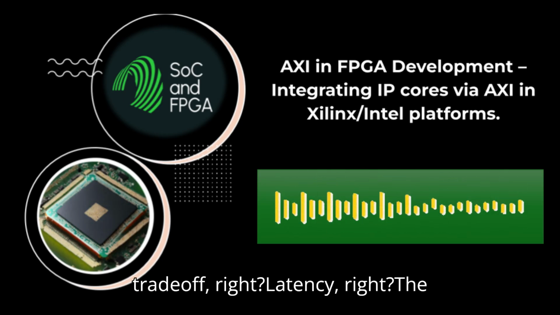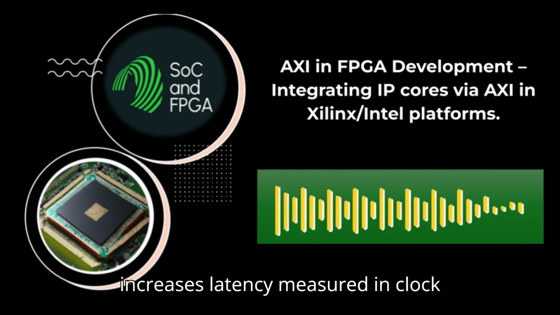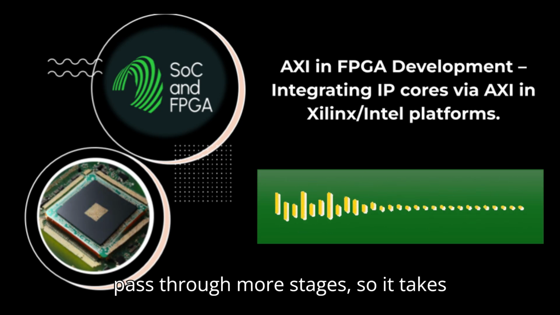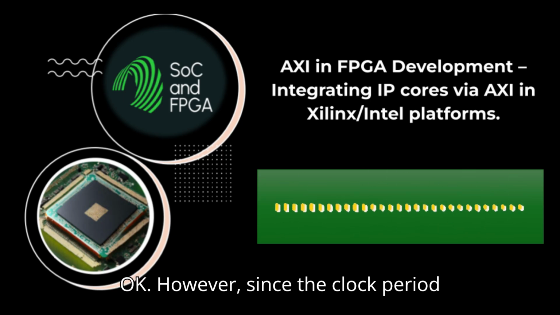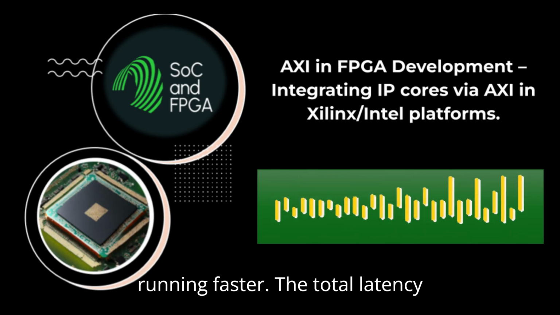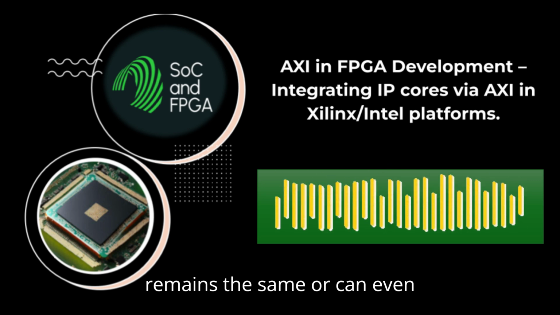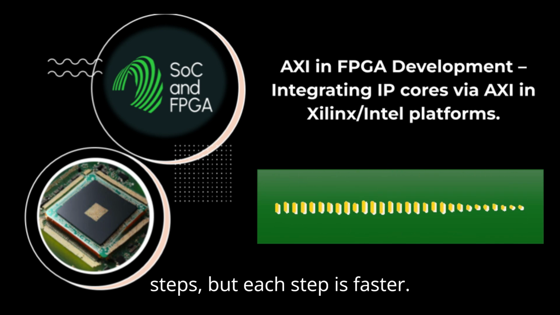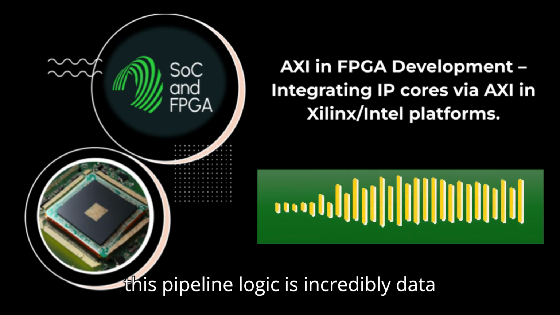But there's a trade-off, right? Latency. Right. The trade-off with pipelining is that it increases latency measured in clock cycles. A single piece of data has to pass through more stages, so it takes more cycles to get from input to output. Okay. However, since the clock period itself is shorter, the factory line is running faster, the total latency measured in time, like nanoseconds, often remains the same or can even significantly improve. Okay. More steps, but each step is faster. Precisely. And this is critical because this pipeline logic is incredibly data hungry.